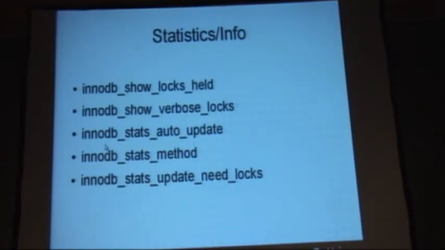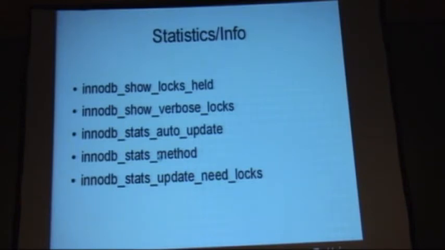InnoDB show verbose locks. InnoDB show locks held actually shows the number of locks held to print for each InnoDB transaction in show InnoDB status. So if you do show InnoDB status, the transactions will say number of locks held. There's also show verbose locks, and that's whether or not to show the records that are locked in show InnoDB status. So turning both of these on gets you a lot more information, which is pretty cool.